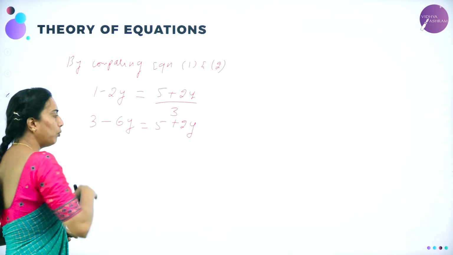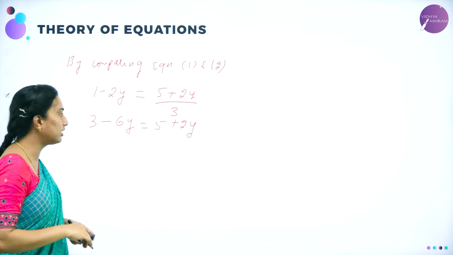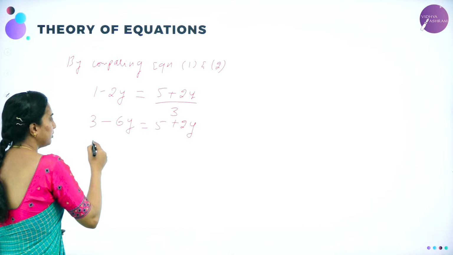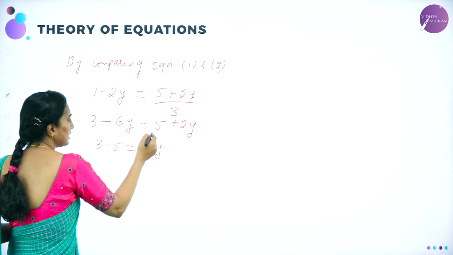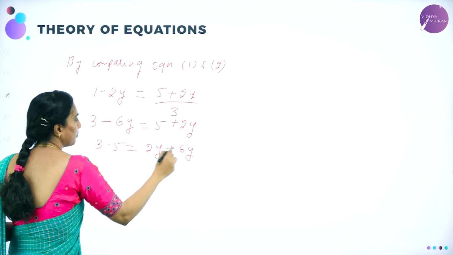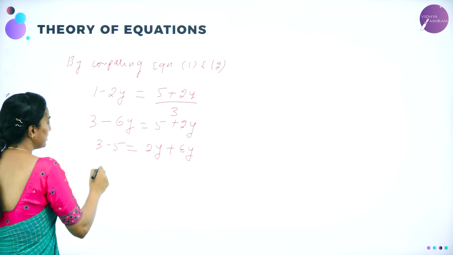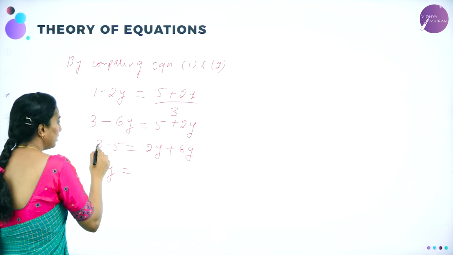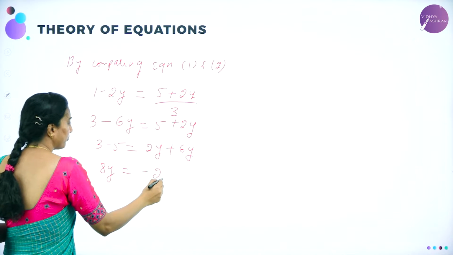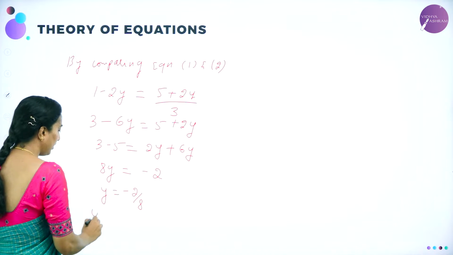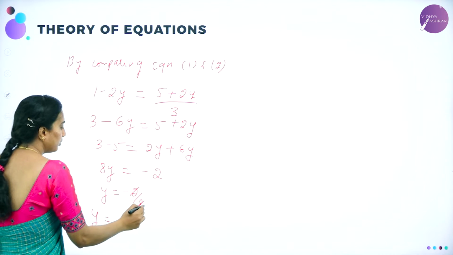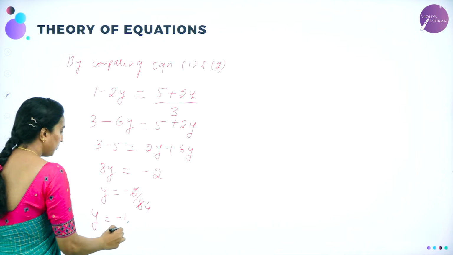Now collecting all y terms to one side, constant term to other side. 5 I am going to take to this side, that is 3 minus 5 is equal to 2y minus 6y comes to that side, it will be plus 6y, or 2y plus 6y is 8y is equal to 3 minus 5 is minus 2. Now you can have y is equal to minus 2 by 8, or y is equal to minus 1 by 4.